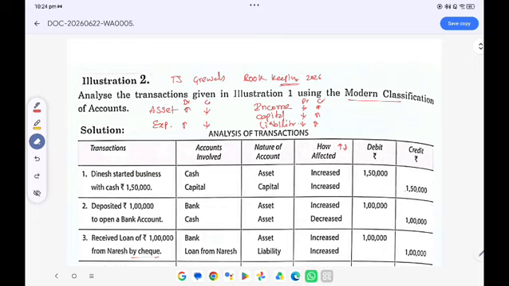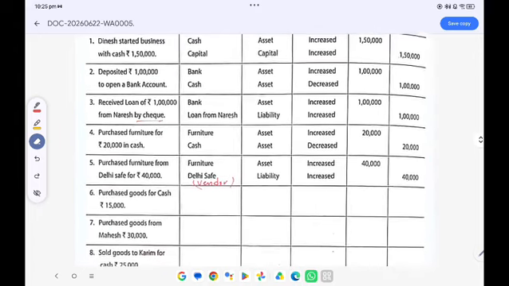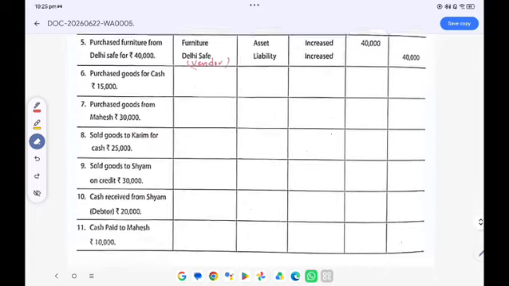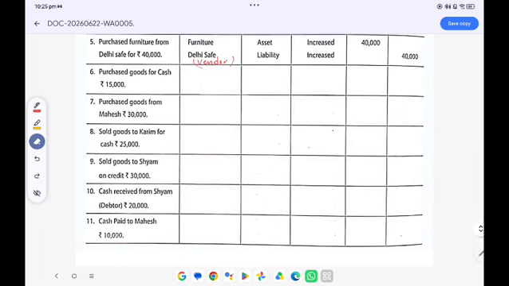Previously, in the previous video, we learned the traditional approach: personal account, real account, nominal account, 3 categories. Here we have 5. Whichever you feel comfortable with, you can follow that one. Now a few more transactions are there.